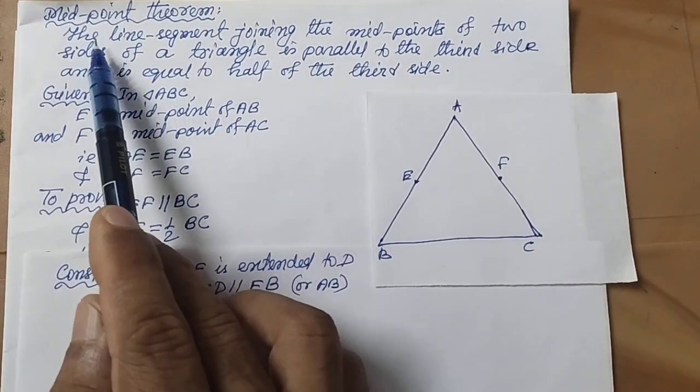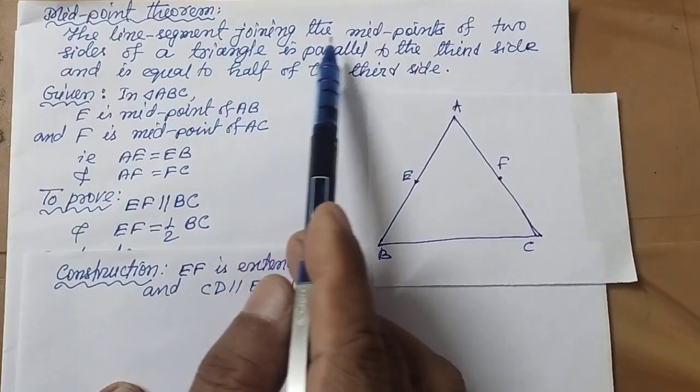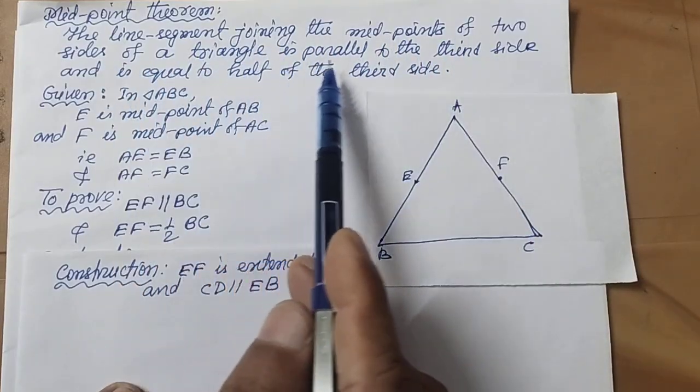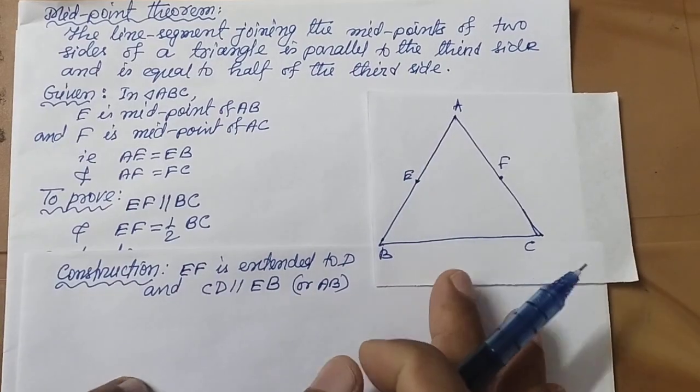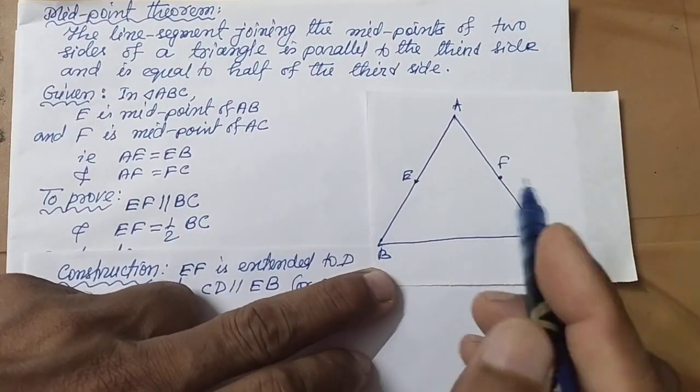Midpoint theorem. The statement is: the line segment joining the midpoints of two sides of a triangle is parallel to the third side and is also equal to half of the third side. It is like this, explaining here in the diagram.